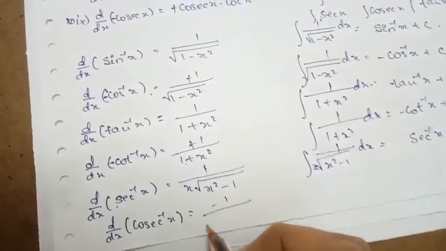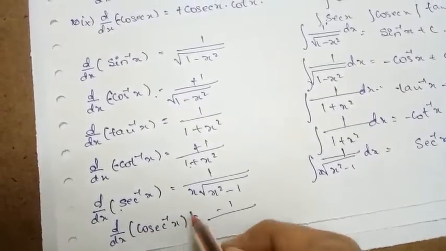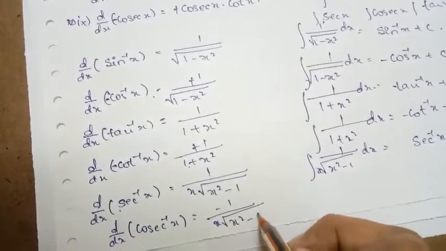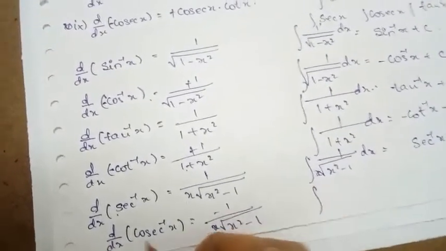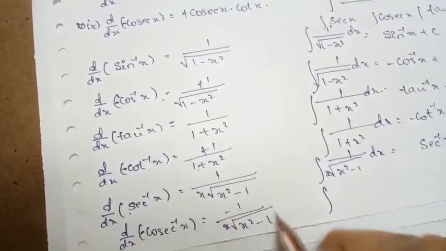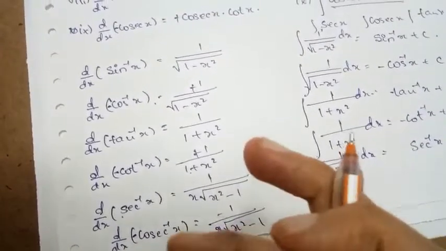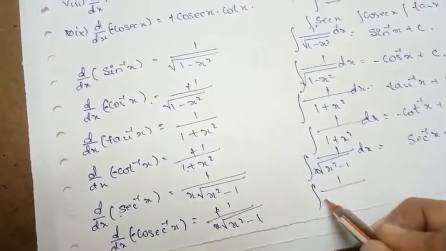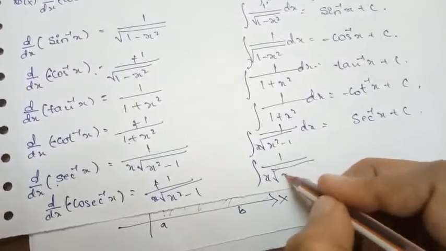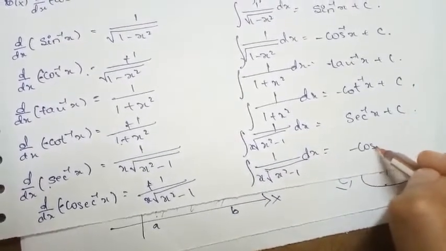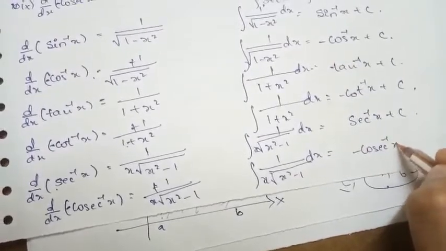The differentiation of cosecant inverse is minus 1 divided by x into square root of x square minus 1. So if I multiply by minus here, by the chain rule it becomes plus 1. So the integration of 1 divided by x into square root of x square minus 1 dx is equal to minus cosecant inverse x plus c.